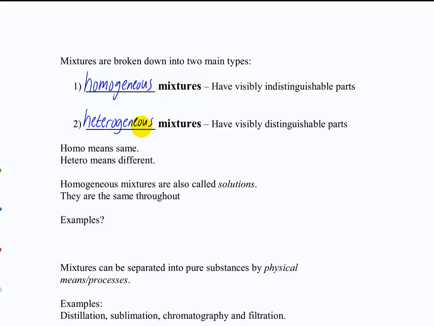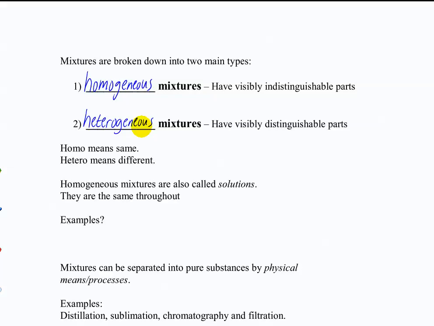And I would go even deeper than that. I would say a homogeneous mixture can still be separated, but it looks the same at various levels. And visibly indistinguishable is a tough phrase, because does visible mean you're just looking at it when it's sitting there? Does that mean you're looking at it under a microscope, under an electron microscope? What does that really mean? Let's stick with looks indistinguishable to the naked eye.